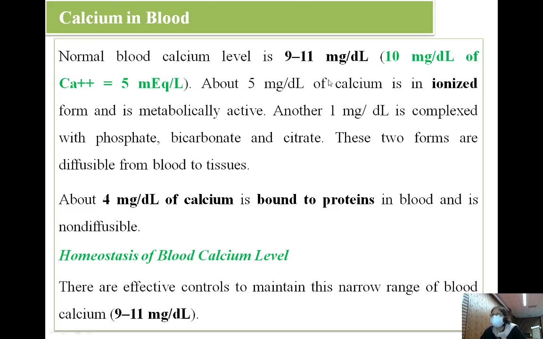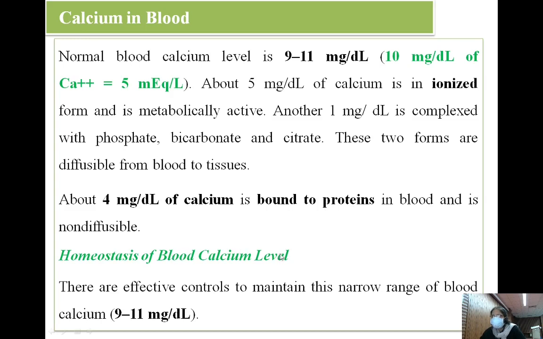About 5 milligram per dl calcium is in ionized form and is metabolically active. Only the ionized form is metabolically active. Another 1 mg per dl is complexed with phosphate, bicarbonate, citrate. These two forms are diffusible from blood to tissues. About 4 milligram per dl calcium is bound to protein in the blood and is non-diffusible.